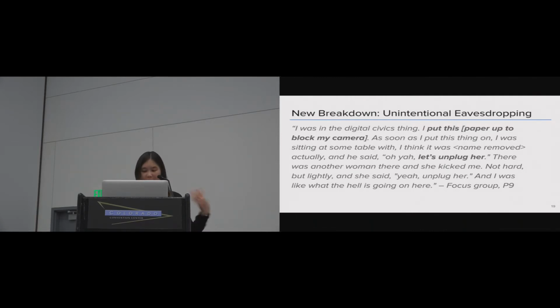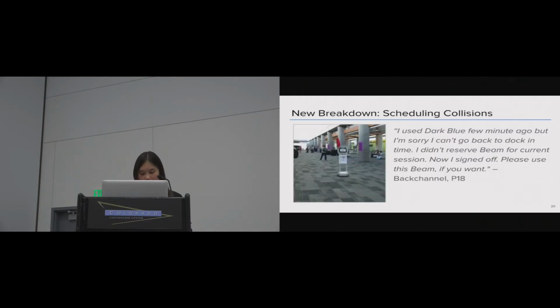So as remote users would get to the location and block the camera or walk away, they wouldn't necessarily be visible on the screen. And so it was not always apparent to local users and bystanders that that remote person could still hear them, resulting in this unintentional eavesdropping. Because we had 33 participants sharing 10 systems, with people trying to pre-position themselves, this also resulted in scheduling collisions.